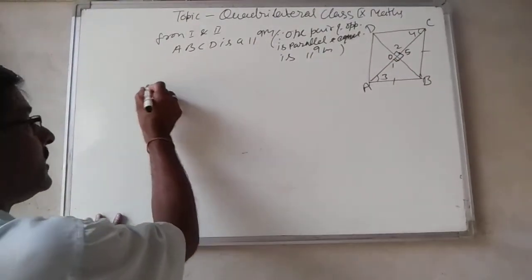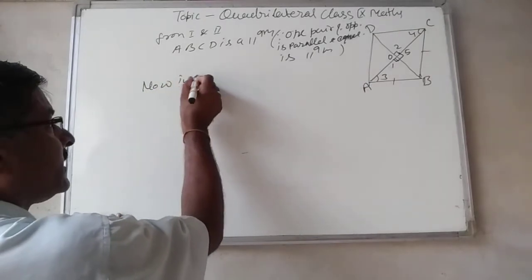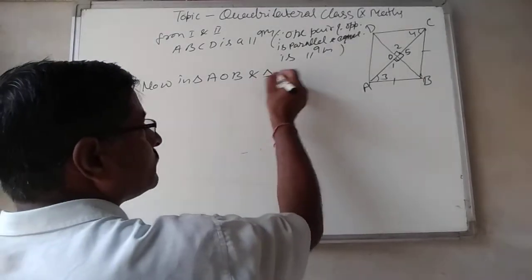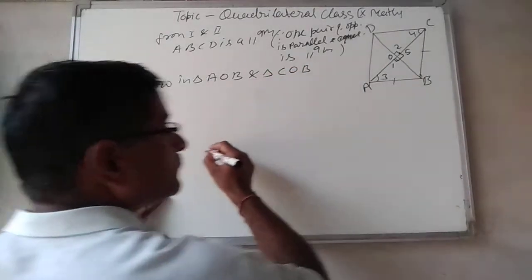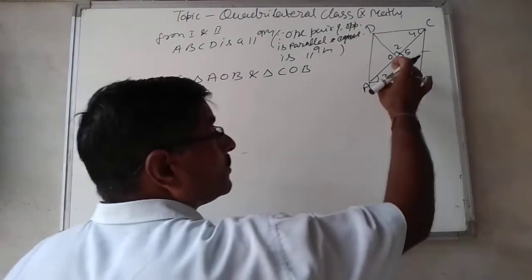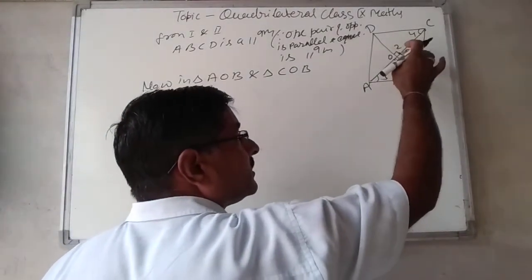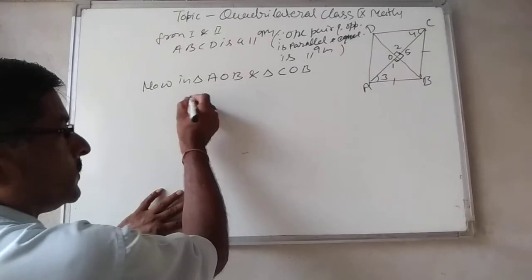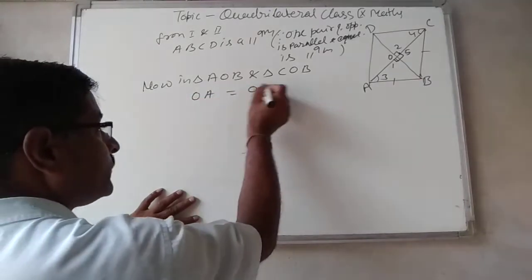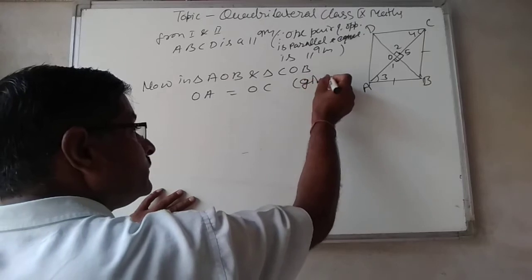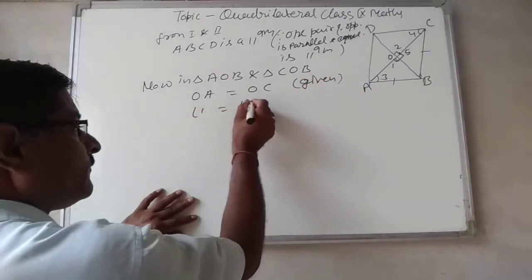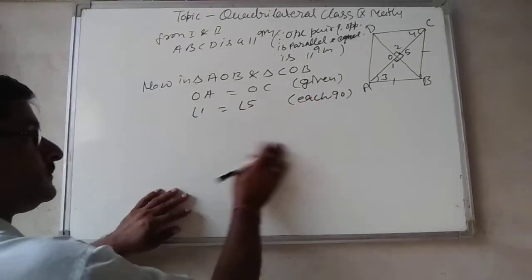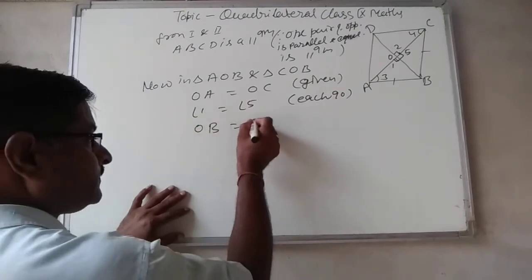So we consider these two triangles. Now in triangle AOB and triangle COB, you can see this part is equal to this one. Each is a 90 degree angle, so again using SAS property we can prove them congruent. OA is equal to OC, given. Angle 1 is equal to angle 5, each 90, this is also given. OB is equal to OB, given, common.